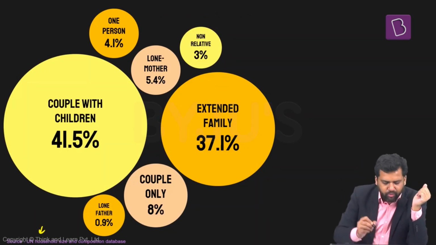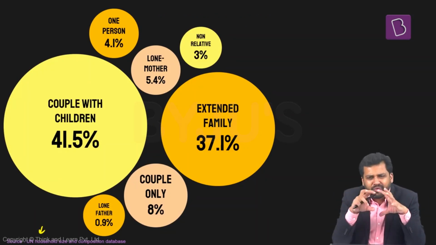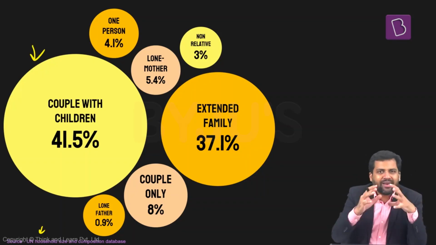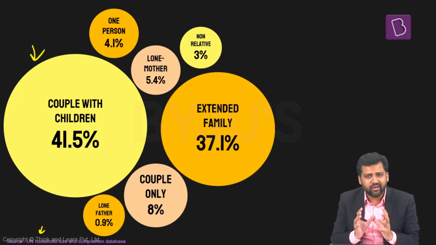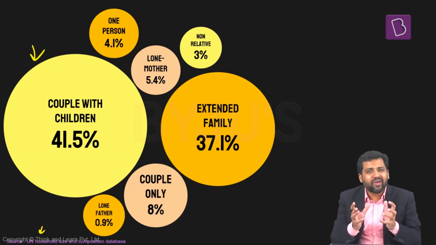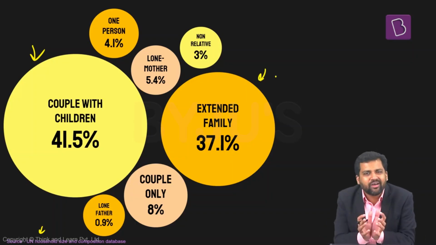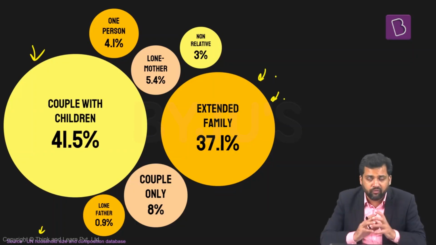This is from a 2019 report, the UN Household Size and Composition Database. They find out the typical household size in India, and they find that couples along with their children make up 41.5% of the total households in India. But that does not mean that large families do not exist. In fact, the next most common household is the extended family. Some 37.1% of the households are extended families.